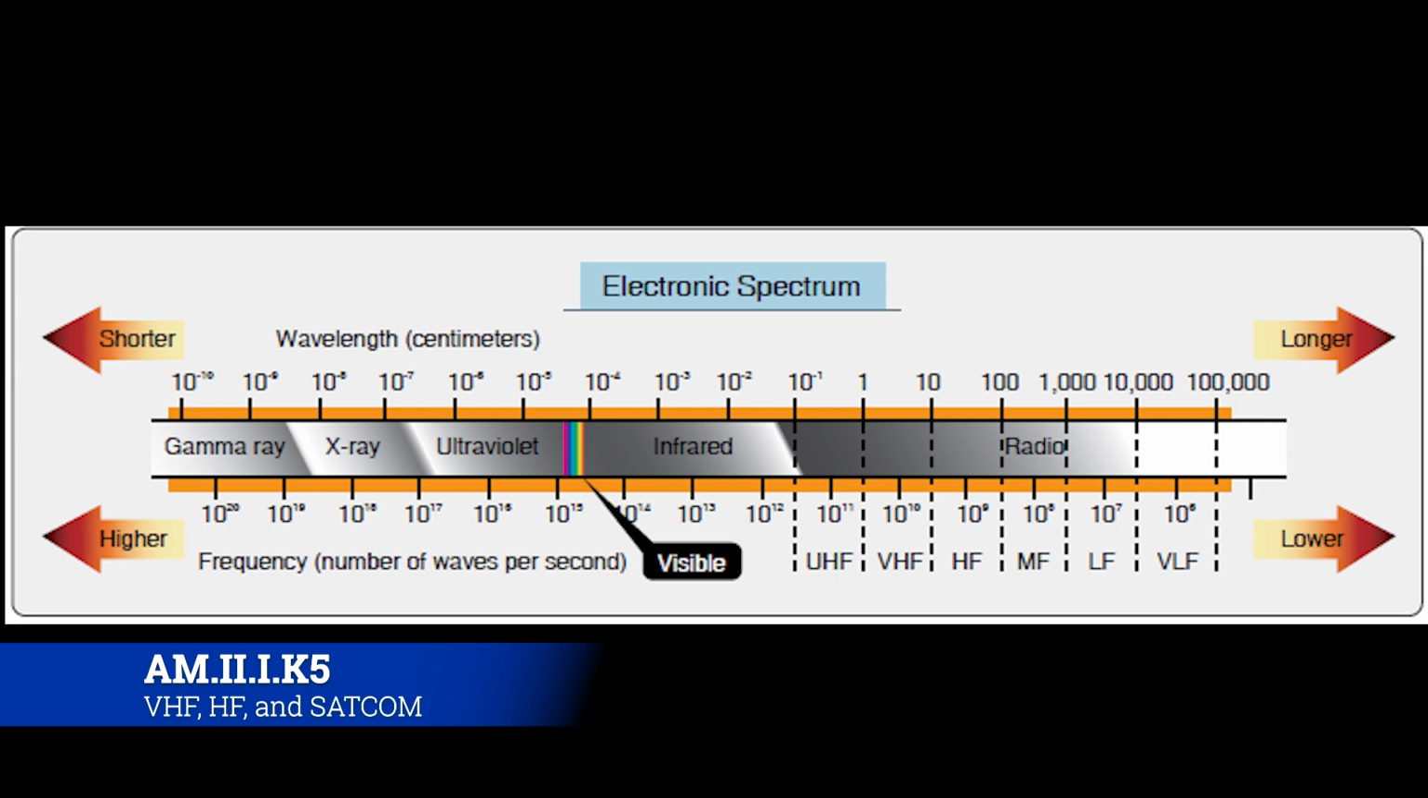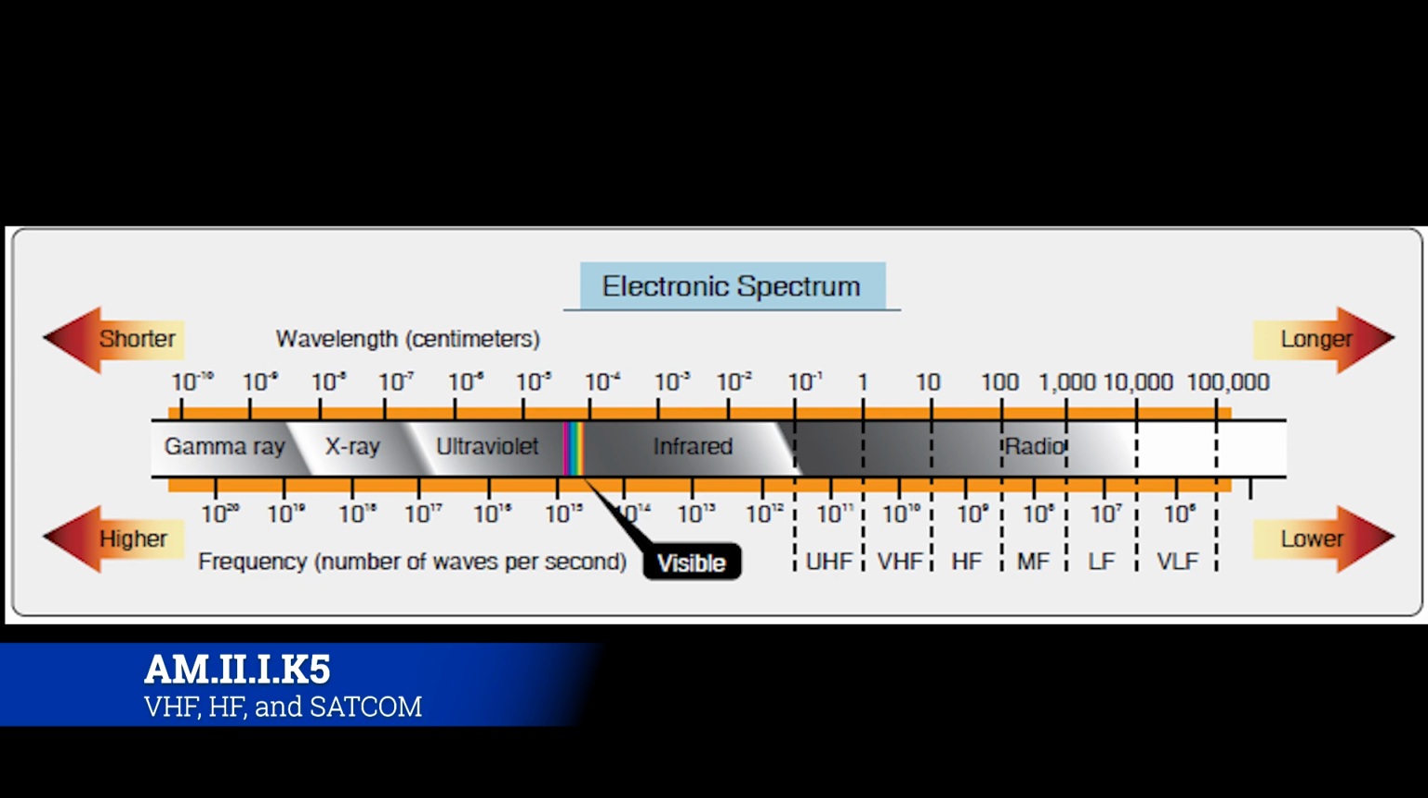Now, those radio waves start off with ultra high frequency, or UHF. They progress on to VHF, or very high frequency, and then on to HF, which is high frequency, and then MF, LF, VLF. We don't really ever see those, but it's the same continuation, the same nomenclature. The F is always frequency, and I'm guessing M is mega and L is low, but it never gets used.